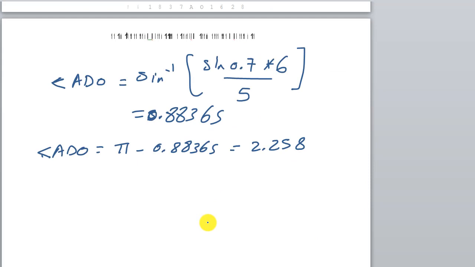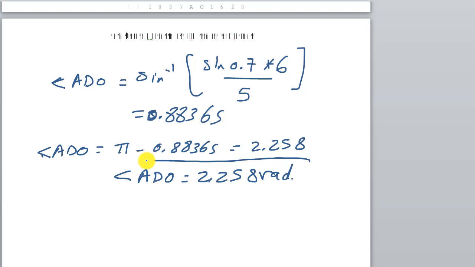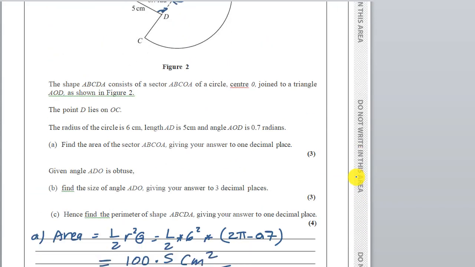So now the angle ADO is equal to 2.258 radians. And this is the answer of this part of the question. Let us go ahead.